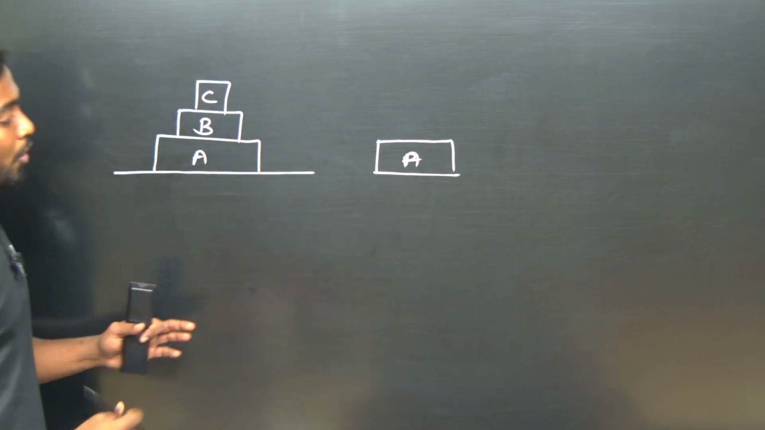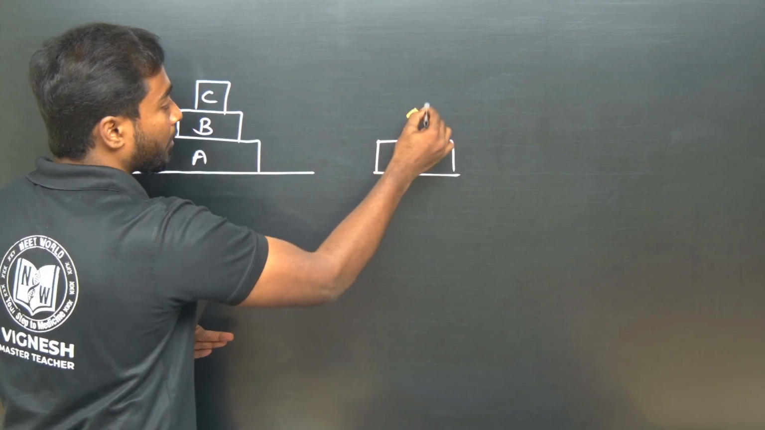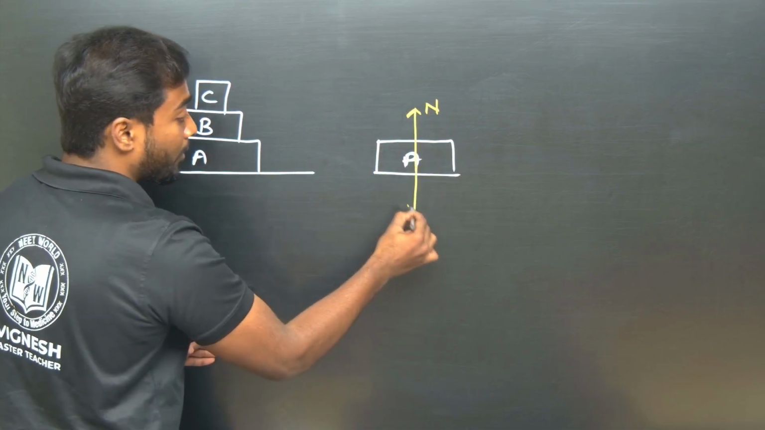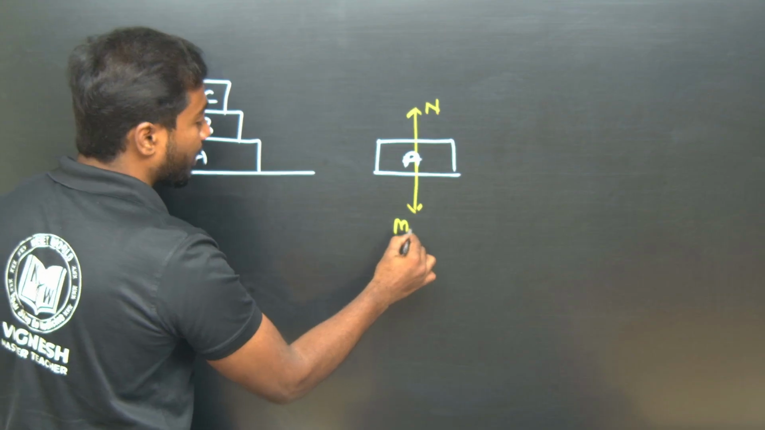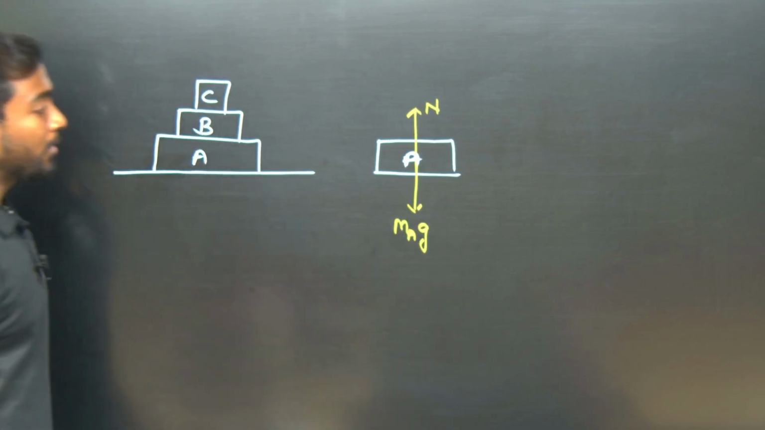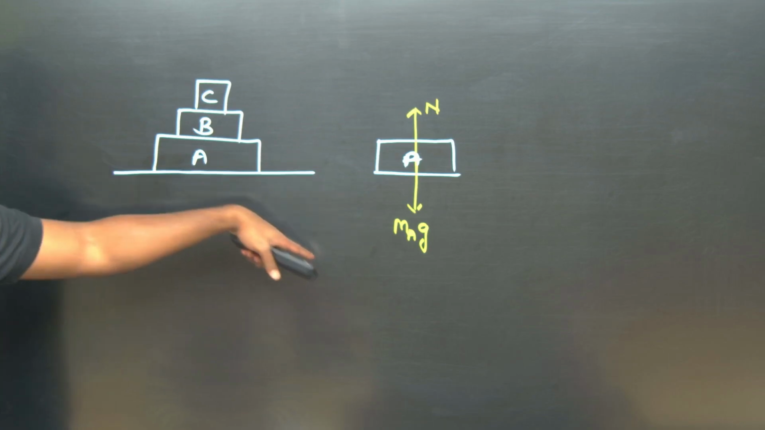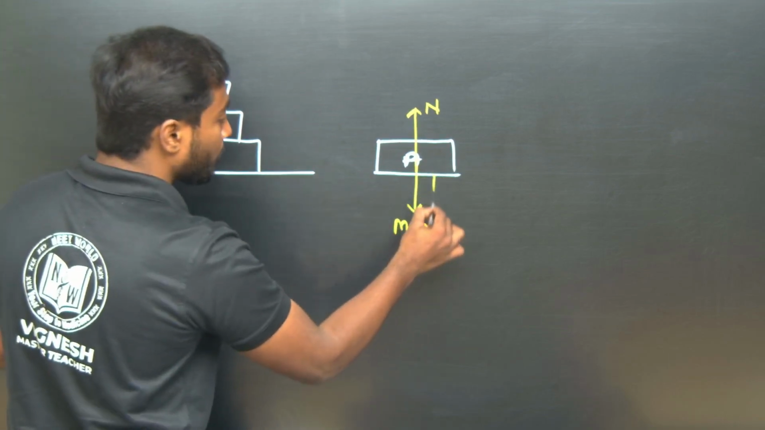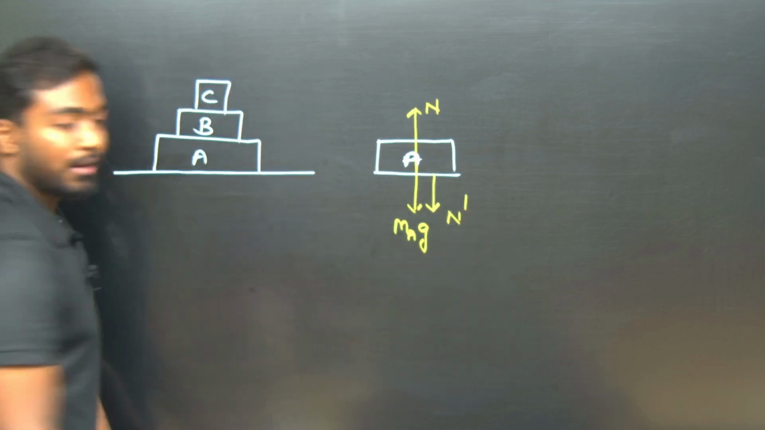So the normal force due to the surface will be towards up. This is my normal, and the weight will be acting towards down. So that is my mass of A into gravity. And the other normal force, in which direction will it be acting? Towards down. Right now it is due to block B. Let me take that as N dash.